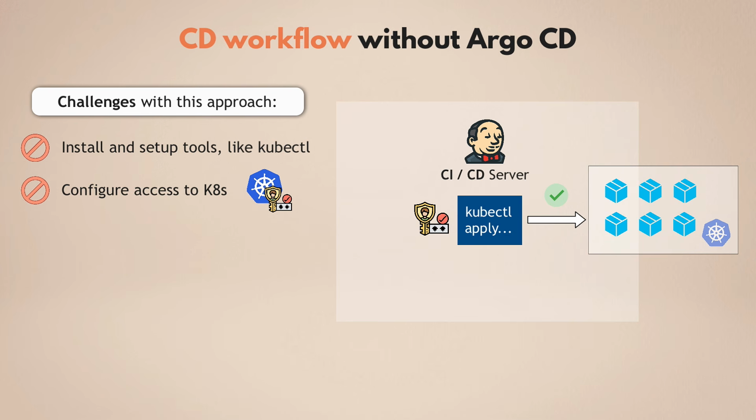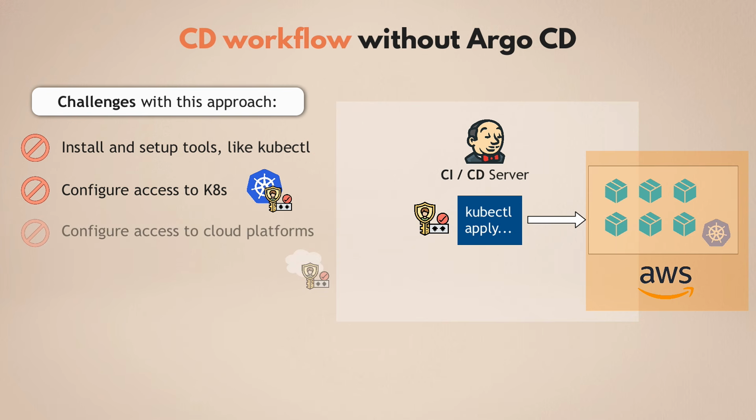If you're using EKS cluster, which is a Kubernetes managed cluster on AWS, for example, in addition, you would also need access to AWS. So you'd have to add AWS credentials in addition to the Kubernetes credentials also to Jenkins. And this is not only a configuration effort, but also a security challenge because you need to give your cluster credentials to external services and tools.